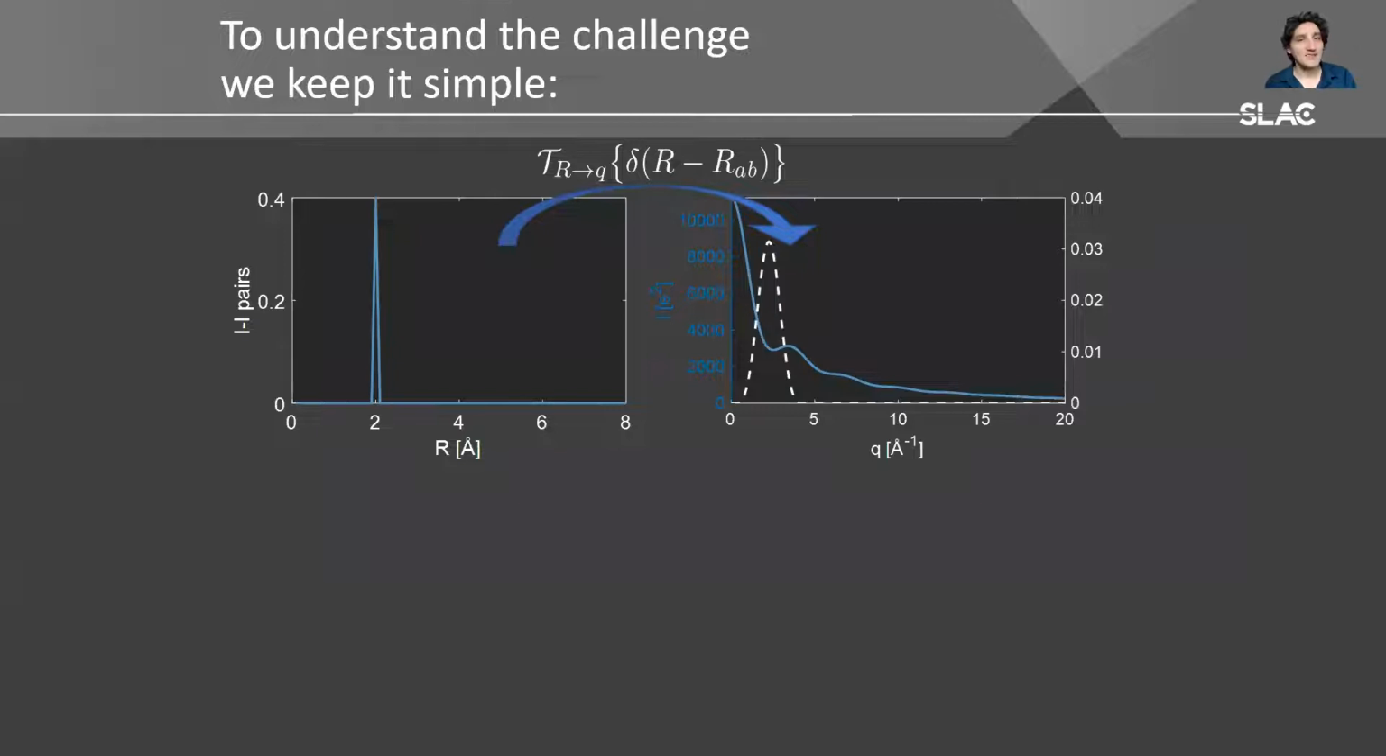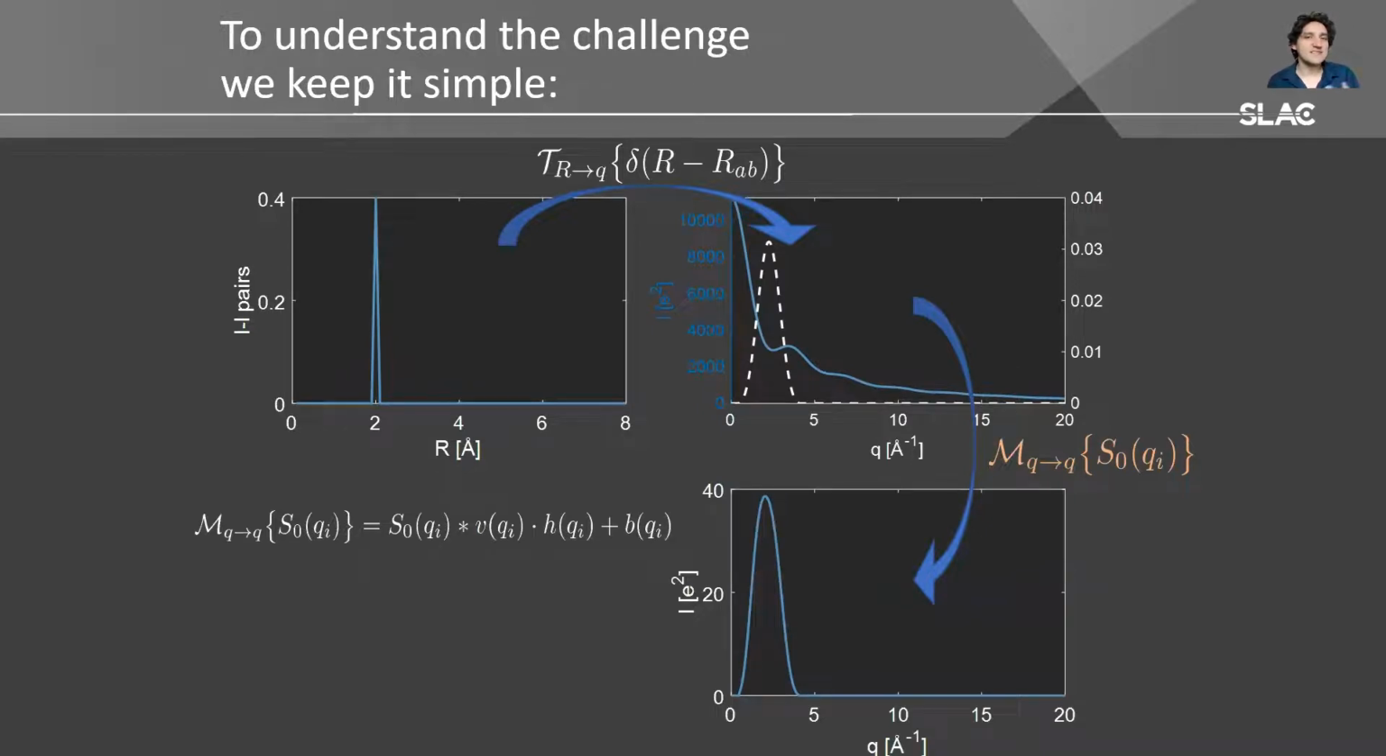Now, in reality, we don't measure an infinite Q range. We're limited by the photon energy and the detector size. And so the scattering signal is truncated below and above some limit. Here we truncated around typical values of X-ray free electron laser experiments, where the signal is limited between 0.5 and 4 inverse angstrom. By multiplying the scattering signal with this window function, we apply, in essence, the measurement constraint.